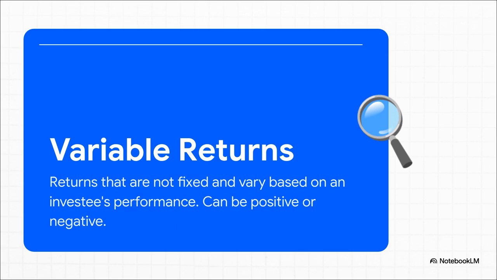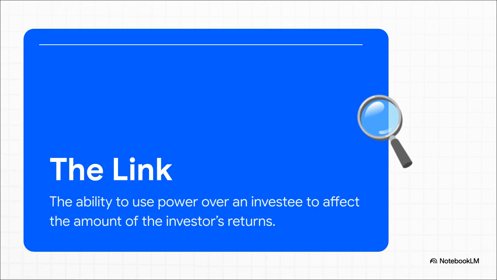Their financial outcome actually changes based on how the subsidiary does. This could be through dividends, a rising stock price, or even management fees. And these returns can be positive, negative, or a mix of both. And the last piece of the puzzle is the link. This is the crucial connection, the glue that holds it all together.